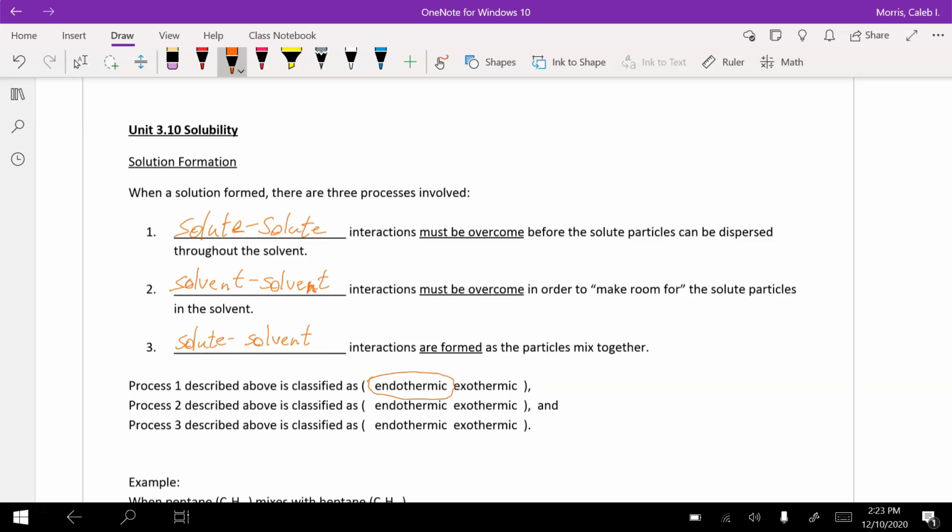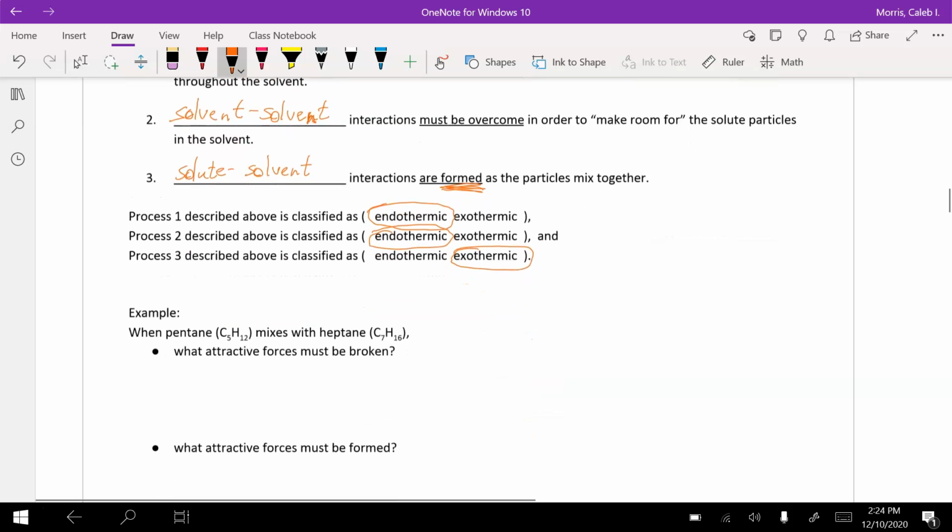The first process is classified as endothermic. It takes some energy, it takes some work to make that happen, to break these intermolecular forces between solute particles. Second process is also endothermic because we're breaking some sort of attraction between solvent molecules or particles. And then process 3, the solute-solvent interactions being formed, well, that's an exothermic process. Anytime we're forming an attraction, that's an exothermic reaction.